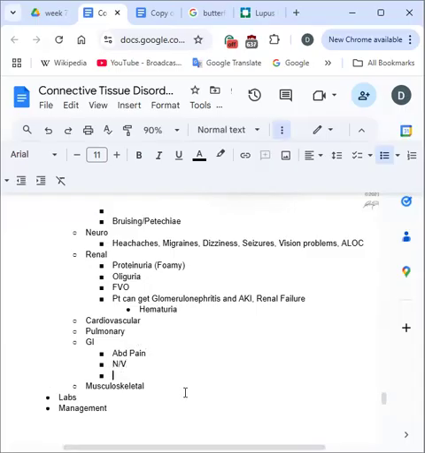Maybe some nausea, vomiting, anorexia, and I guess diarrhea as well. So it's honestly pretty generic GI complaints, but it's pretty basic. Generally, with SLE, I just think about like everything's wrong with them. Every body system is affected, and it's crazy.